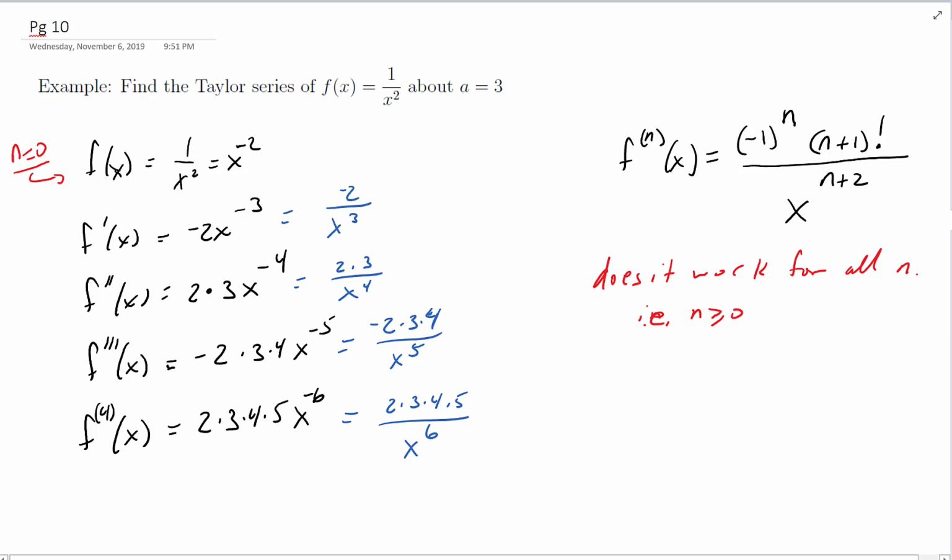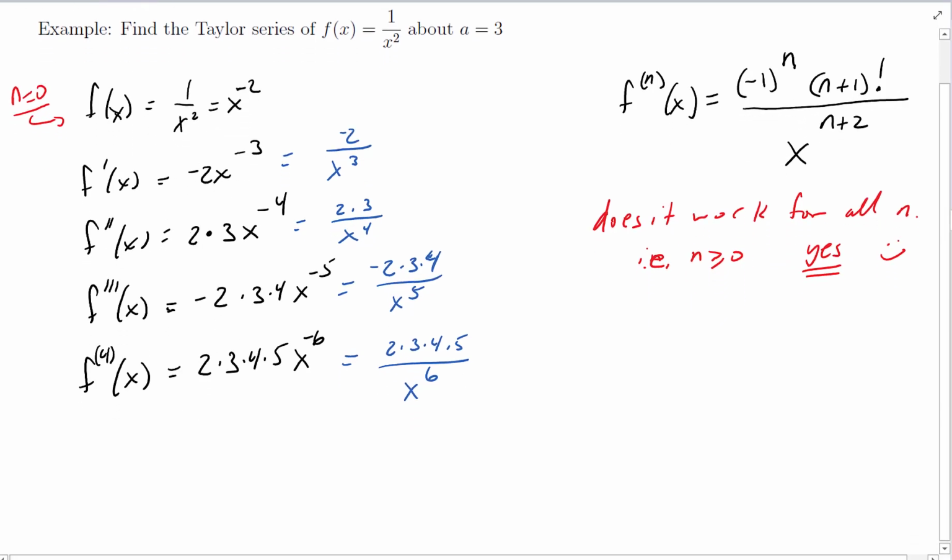So when n equals 0, minus 1 to the 0, that's 1. 0 plus 1, that's 1 factorial. 1 factorial is 1. x to the 0 plus 2, that's x squared. And the answer is yes. So at this stage, I don't have to do any adjustments for the values of n. In the next example, you'll see we'll have to make an adjustment. For this one, we're good.